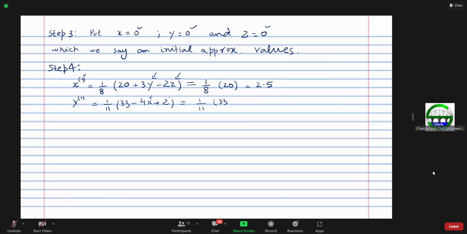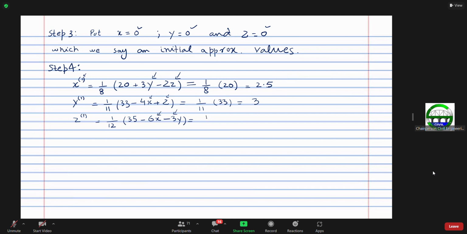This one and this one is 0. So the answer is what? 3. And then z, the first iteration of z, will be equals to 1 over 12 into 35 minus 6x minus 3y, which is this one, and this one will be 0.